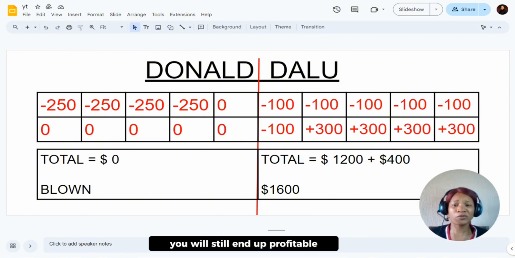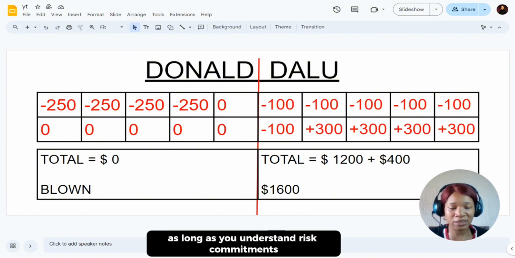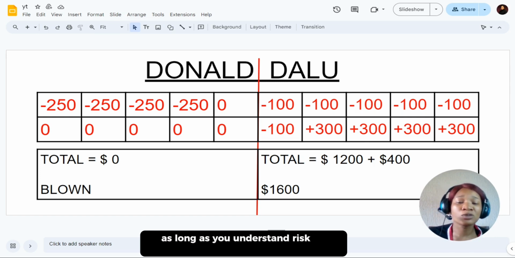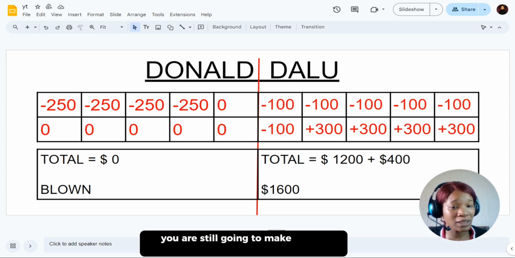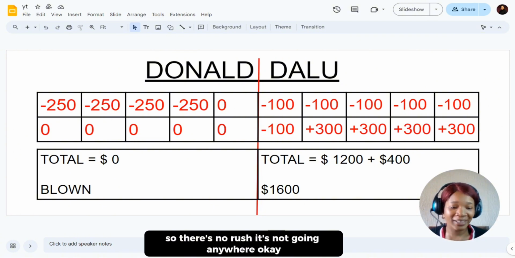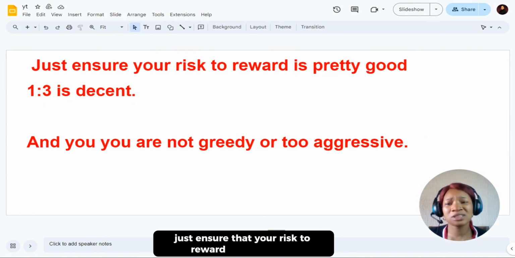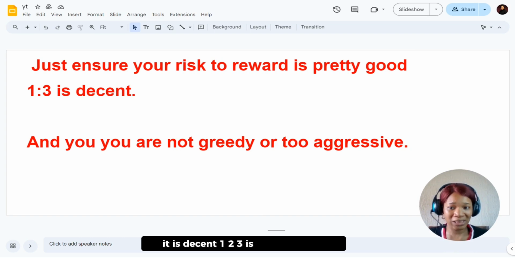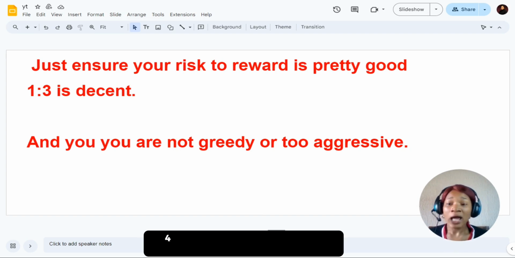You will still end up profitable as long as you understand risk management, as long as you understand risk to reward. You are still going to make profits from this market. So there's no rush. It's not going anywhere. Just ensure that your risk to reward is pretty good. It is decent. 1 to 3 is decent, right? 1 to 3, 1 to 4.